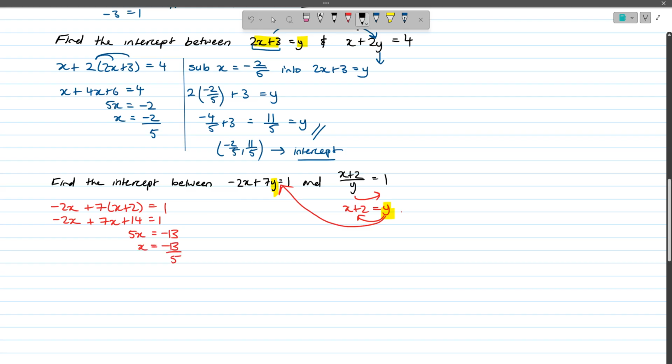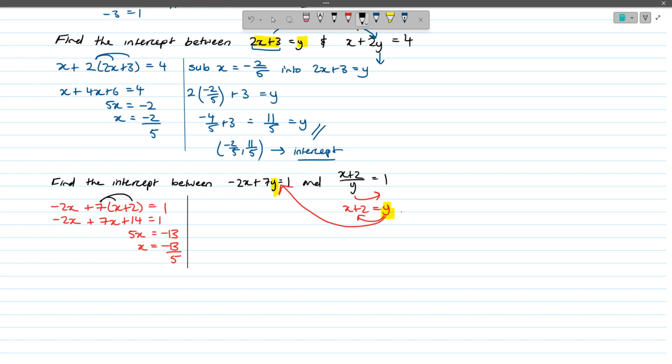Just to explain my maths a little bit, all I did was I subbed in y for x plus 2. We expanded that, and that gave us 7x plus 14. Collecting like terms, negative 2x and 7x gives us 5x, and moving that 14 over, 1 minus 14 gives us negative 13. Dividing by 5, you would get negative 13 over 5, and that would be the x coordinate, but we're not done yet. We still need to find what the y coordinate is.